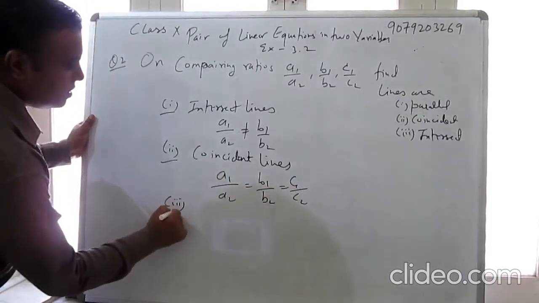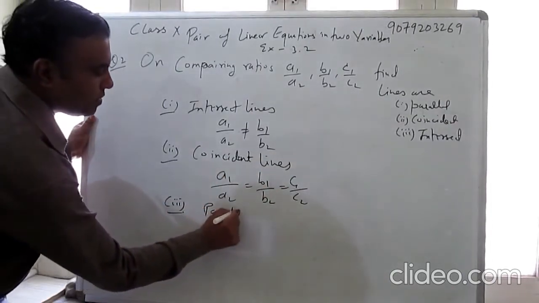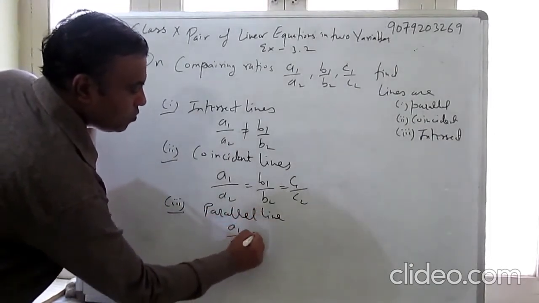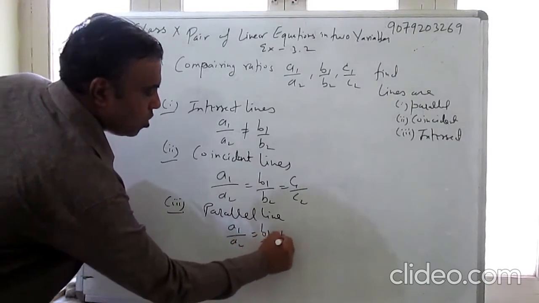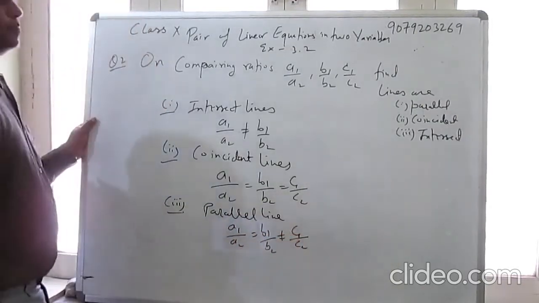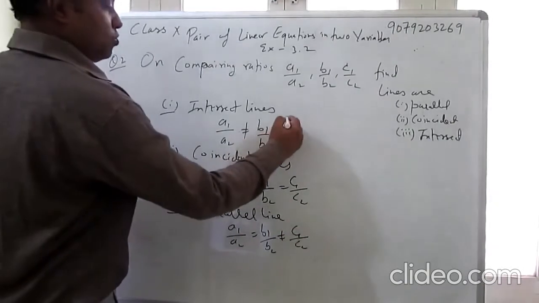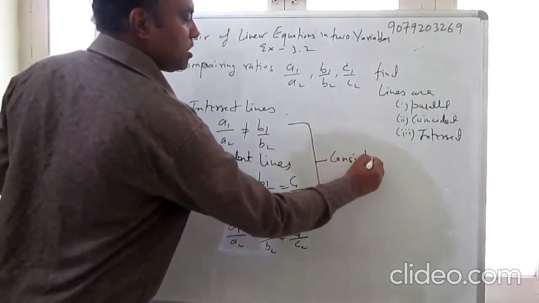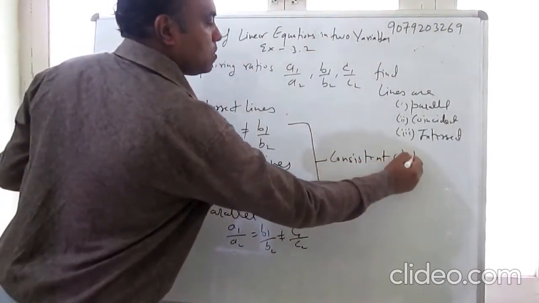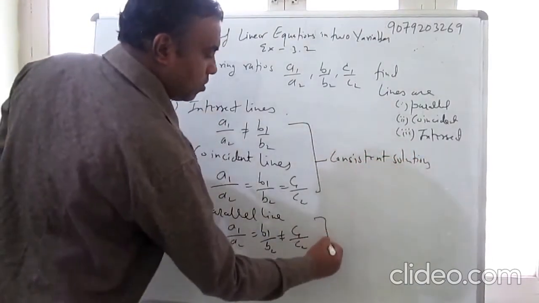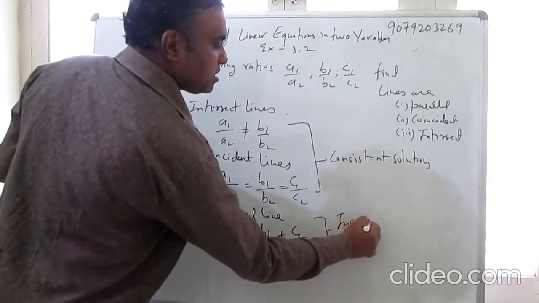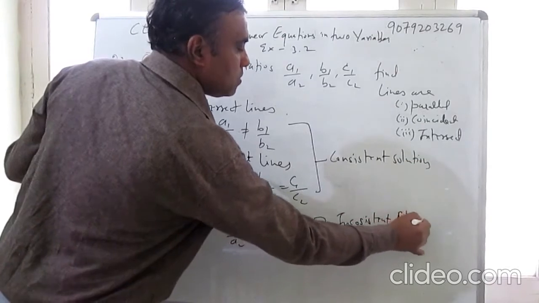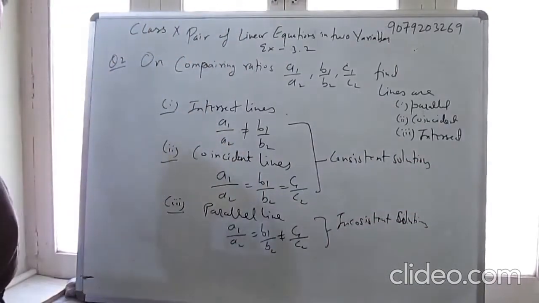Third condition, this we already read. Parallel lines: A1 upon A2 equals B1 upon B2 not equals to C1 upon C2. These are the parallel lines. What did we call the first two conditions? Consistent lines, consistent solutions. The second, inconsistent solutions. Now I will start first part.